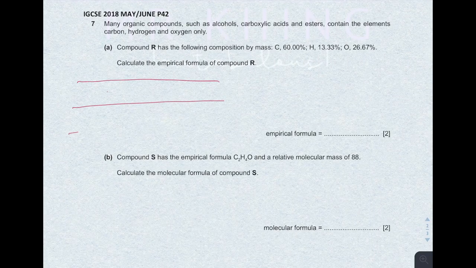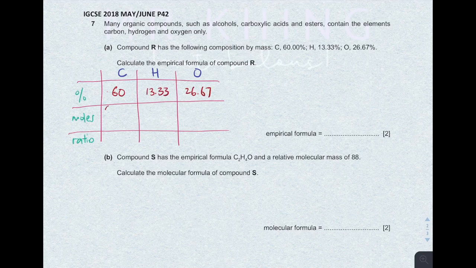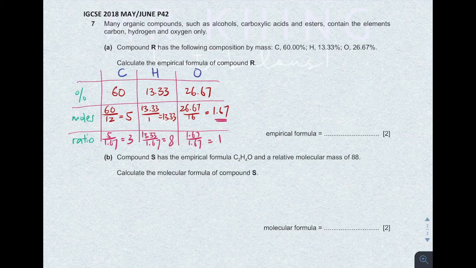Yeah, next, empirical formula. See, given with C, H, O. Remember, first look for the percentage, then followed by moles, and lastly ratio. Okay, so this is how I get it.